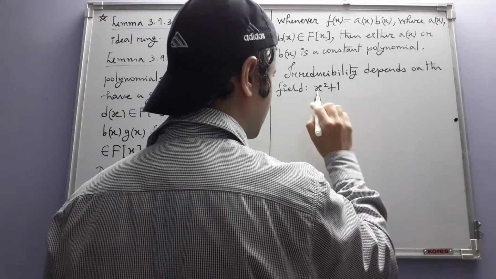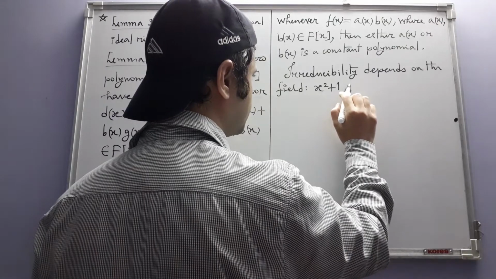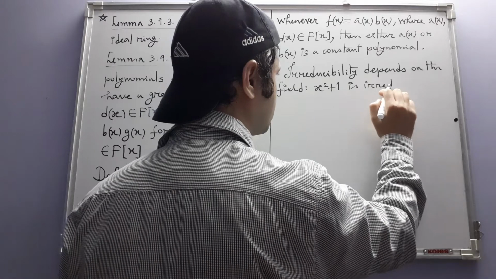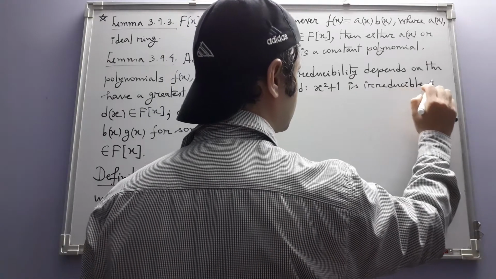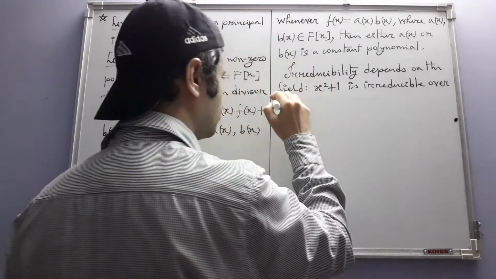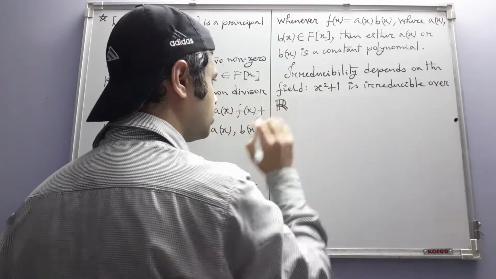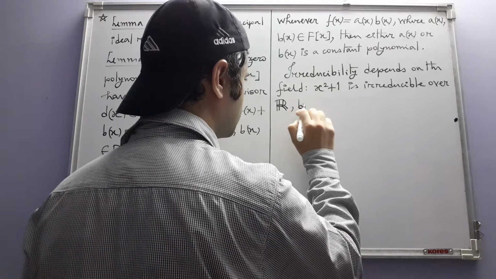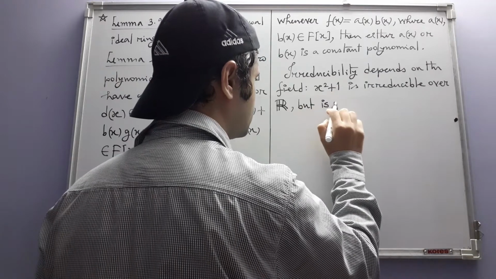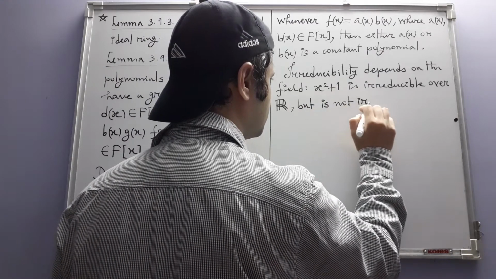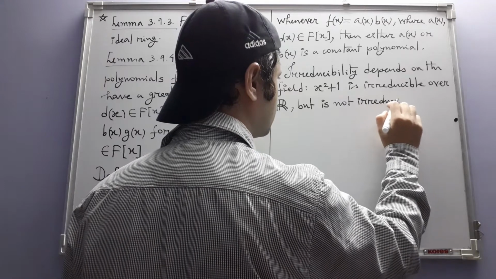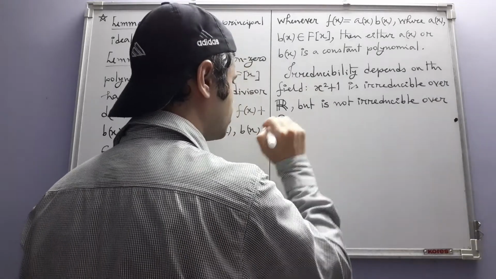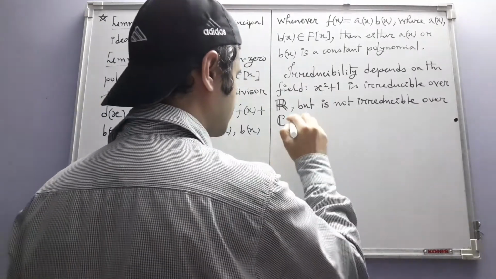x squared plus 1, this polynomial is irreducible over the field of real numbers R, but is not irreducible over the field of complex numbers. Why?